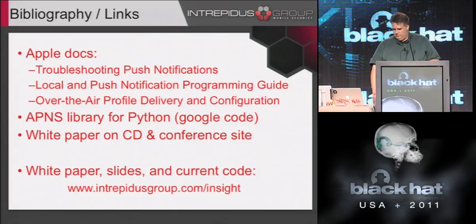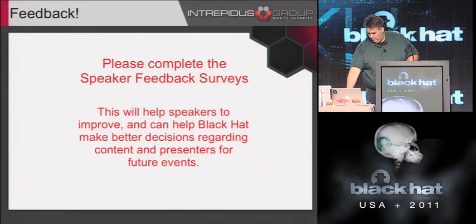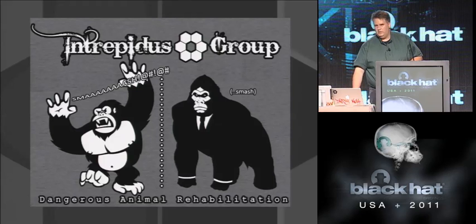Just a quick note about some of the docs I got for information. Apple's got some good stuff, a lot of detail about how their push notifications work. Very good document on over-the-air profile delivery, where they go into all that SCEP stuff that just drove me crazy. I told you I use the APNS library for Python. Everything else is on the conference site, and eventually we'll put it up on our corporate website as well. So again, don't forget the speaker surveys, and that's that. Any questions?